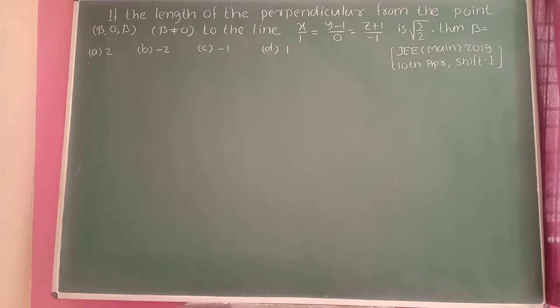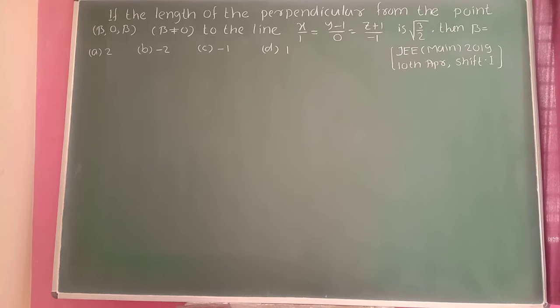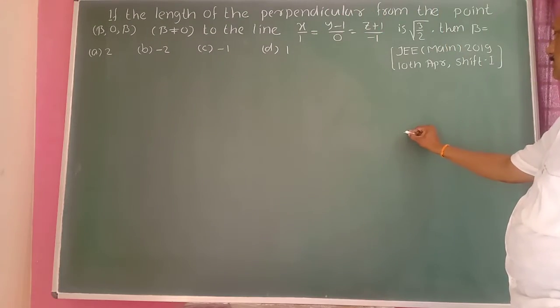If the length of the perpendicular from the point (β, 0, β) to the line x/1 = (y − 1)/0 = (z + 1)/(−1) is √3/2, then β is equal to what here? There is a line here.